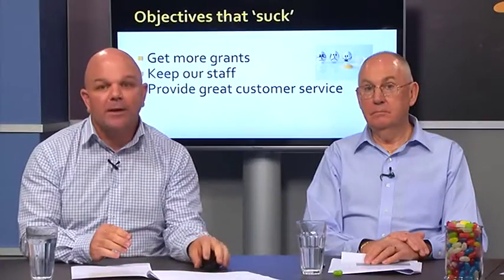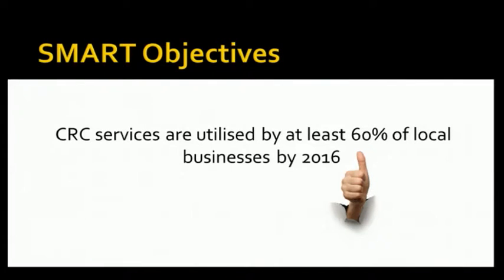So my encouragement is always to have SMART objectives. So it's specific, measurable, action-focused, realistic and tangible. And we've got an example here. CRC services are utilised by at least 60% of local businesses by 2016. So you can see here that's quite specific. We're talking about CRC services. We can measure that in a number of ways.